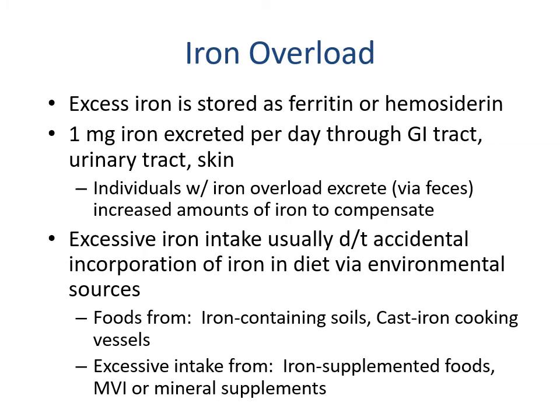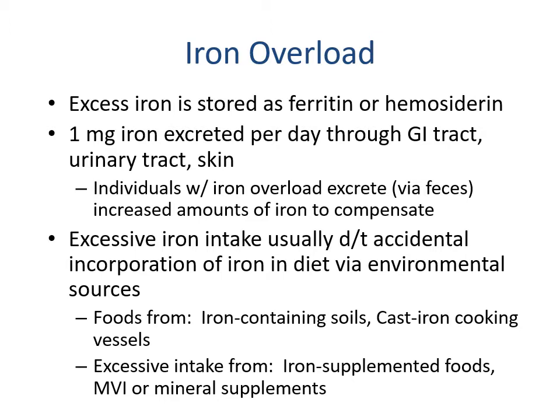Now on the flip side, what if we get too much iron? There is such a thing as iron overload. Excess iron is stored as ferritin or hemosiderin. Typically 1 milligram of iron is excreted per day through the GI tract, urinary tract, and skin. And individuals with iron overload excrete increased amounts of iron via the feces to compensate.